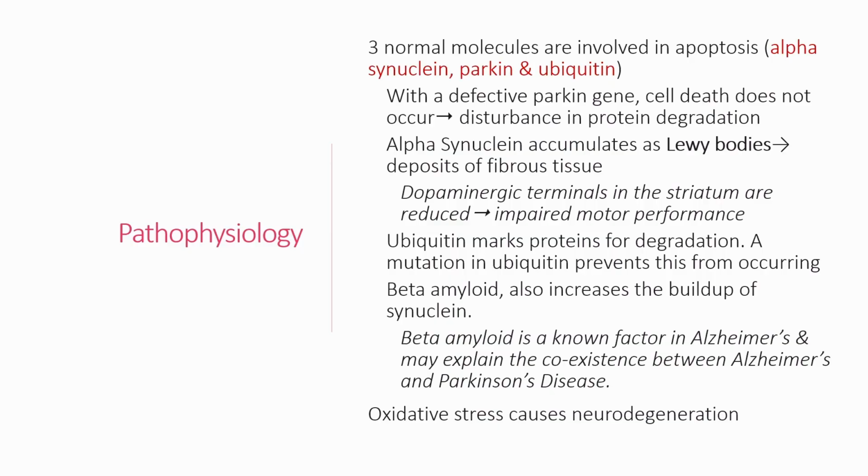Because the people who have Parkinson's sometimes develop Alzheimer's disease and symptoms. People with Alzheimer's sometimes develop Parkinson's afterwards. So they think the link is this beta amyloid. And obviously we have oxidative stress. Whenever we have oxidative stress, we know that's not good. It causes neurodegeneration in this case.